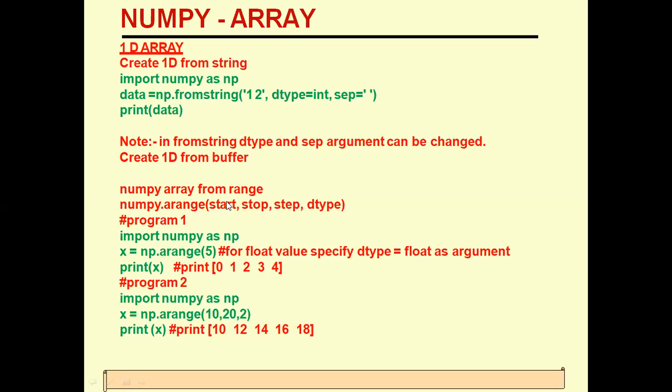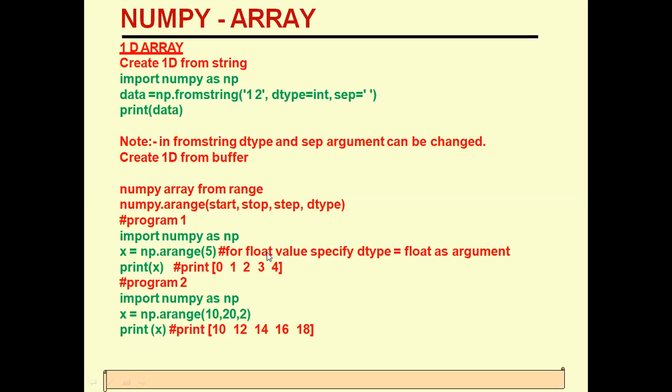Here you can mention the variable name, start, stop, step, and data type. See the program: import numpy as np. Here x equal np dot arange, and you have to give arange 5. This is the last limit. So print x. What does it print? 0, 1, 2, 3, 4. Five elements will be printed.